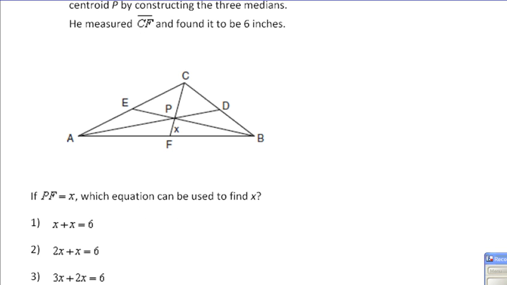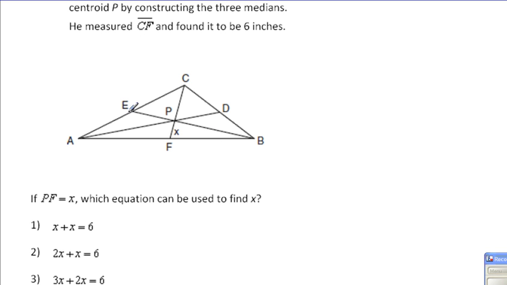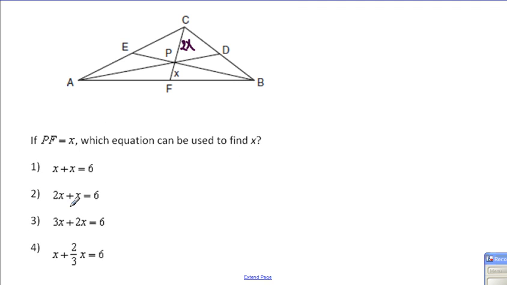Alright, number 13. Once again, here we have a similar picture as before. Medians, that means this is the centroid. And where PF is X, that makes the other one 2X. Now, which equation can be used to find the value of X? Here we have X plus 2X must be equal to 6.